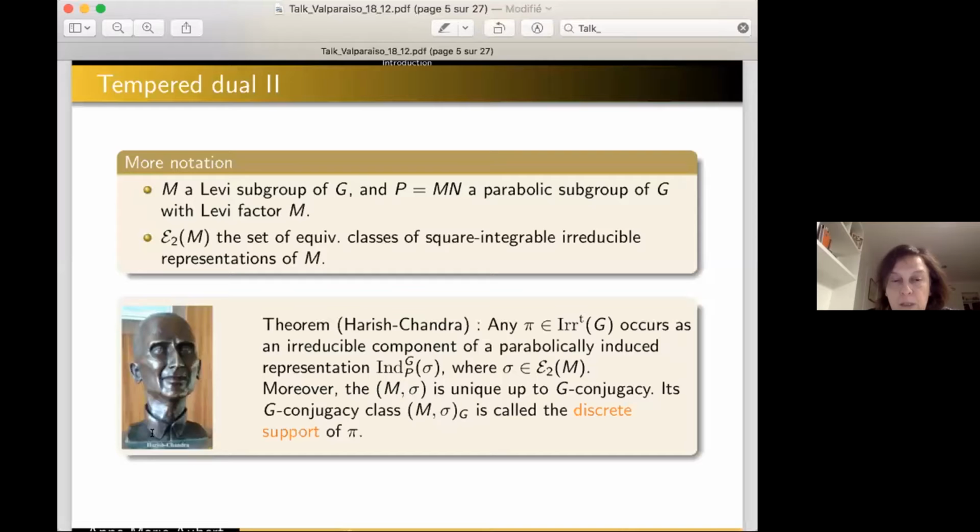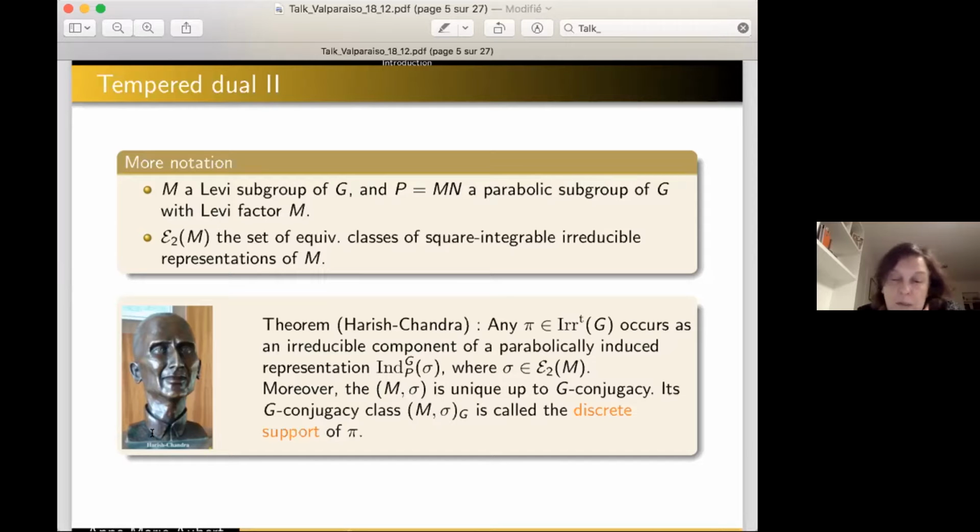A Levi subgroup of a parabolic subgroup P of G. I will denote by N the unipotent radical of P, and by E_2(M) the set of equivalence classes of square integrable irreducible representations of M. The 2 is for square integrable. And we have the famous result of Harish-Chandra, which says that if you consider an irreducible representation pi of G, it always occurs in some parabolically induced representation from a representation sigma of M which is a discrete series, so a square integrable representation. Moreover, the pair (M, sigma) is unique up to G-conjugacy, and we can call it the discrete support of pi.